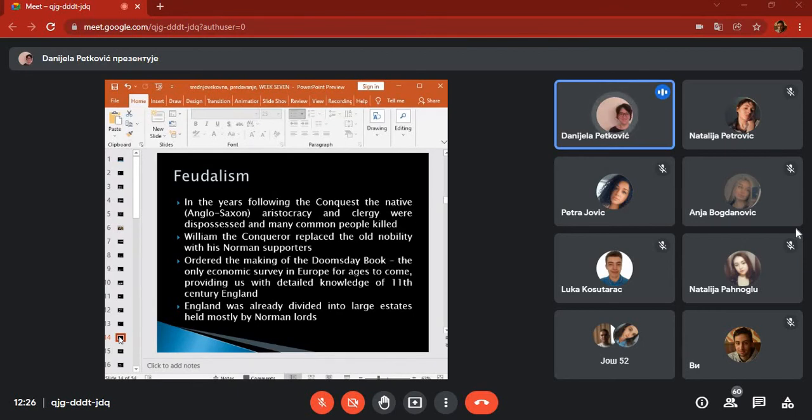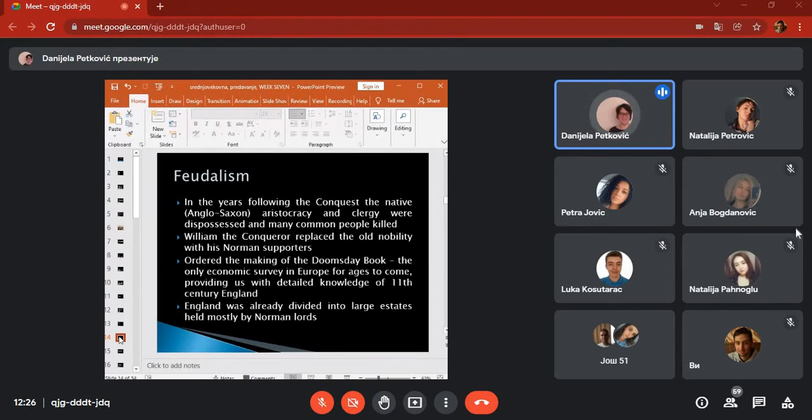The Duke of Normandy, and now King of England, basically inherited the infrastructure, he inherited the system. He himself came from a similar social structure, so he didn't feel the need to change it. He simply replaced the old nobility with his Norman supporters. He killed the Anglo-Saxon or native aristocracy. He killed native clergy, dispossessed them, and so on. Killed common people, but that's about it.